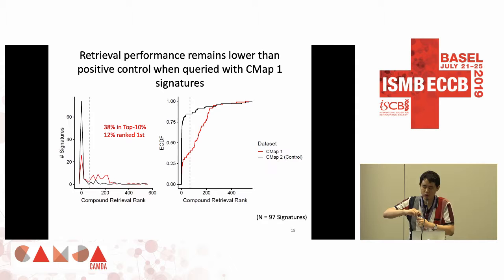Though ensuring that the dosages are the same definitely did help improve performance. As we can see here, now 40% of the time it's in the top 10% and 12% of the time it's ranked first. But still, it's much lower than that of the positive control. So with these results at this point, we can fairly well establish that CMAP2 has pretty limited performance in retrieving compounds when queried with CMAP1 derived signatures.